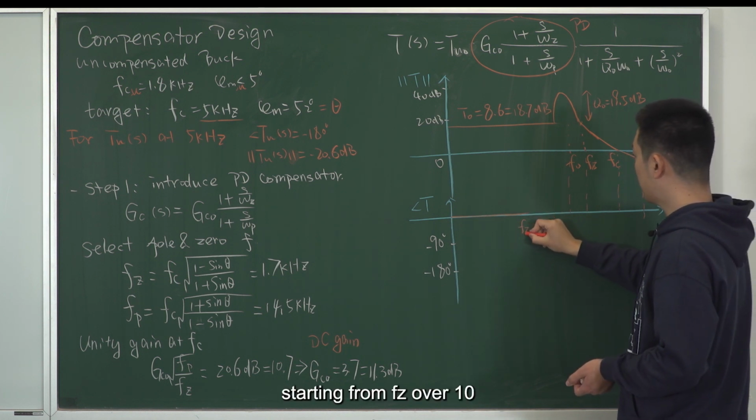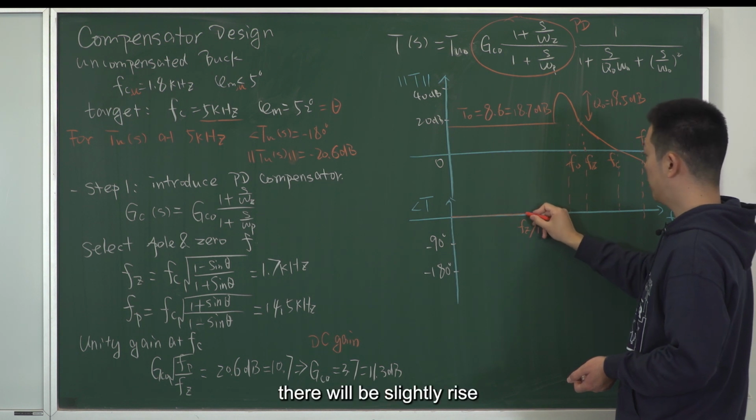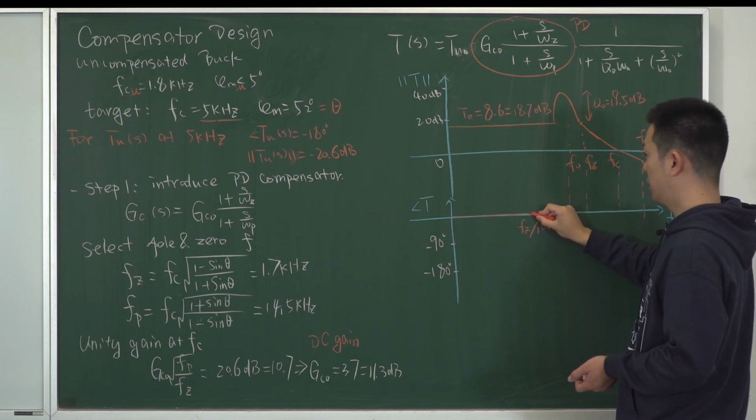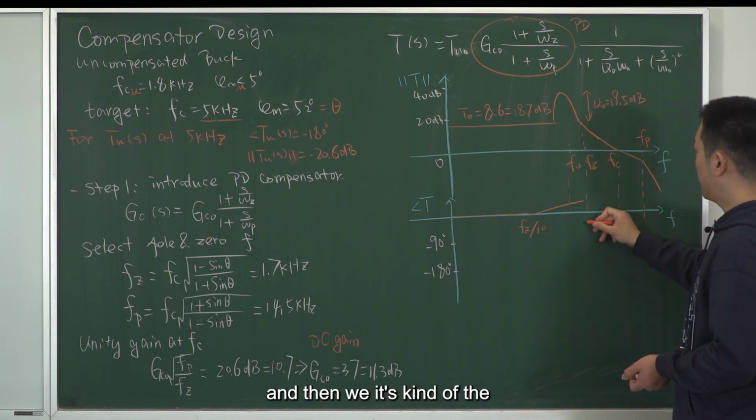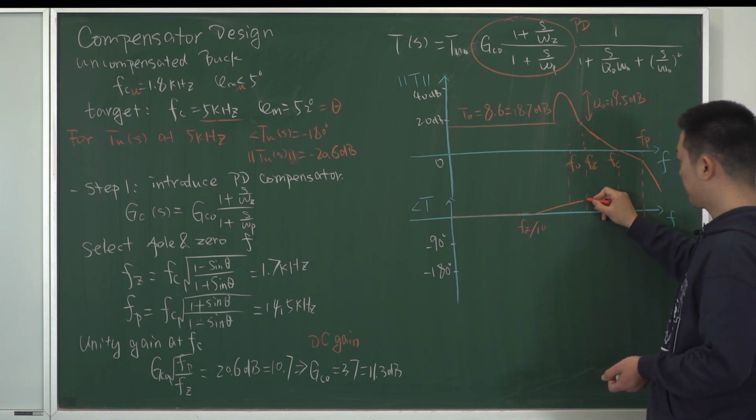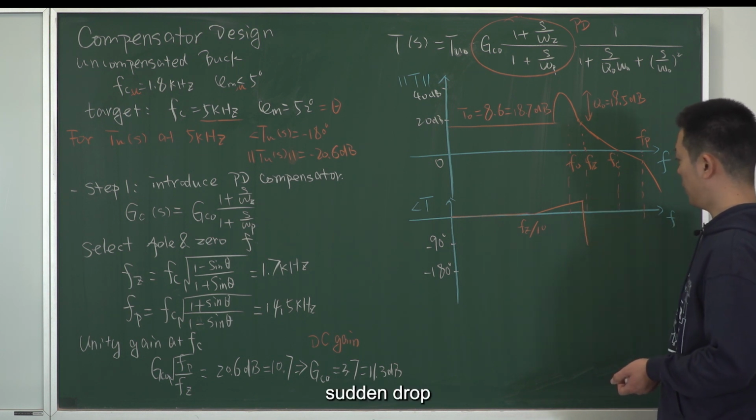Starting from Fz over 10, right? 1/10 of Fz, there will be a slight rise. And then it's kind of the quadratic pole response, right? Sudden drop.